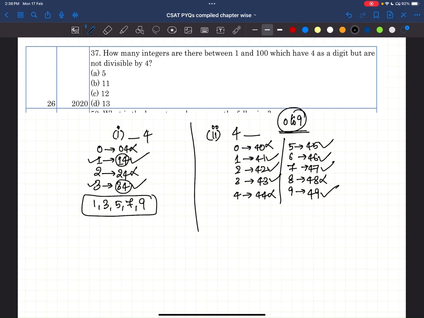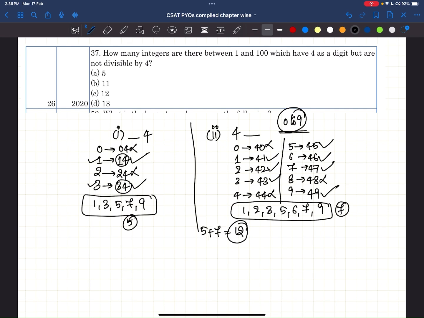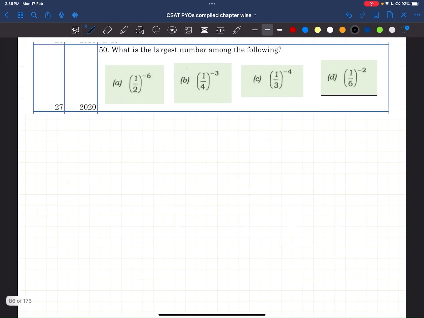Now what are we observing? 2, 1, 2, 3, 5, 6, 7 and 9. Here there are 5 numbers. Here there are 7 numbers. That means total 5 plus 7 becomes 12 numbers. Right? That means there are 12 integers containing 4 but not divisible by 4. Okay. The option is C. Now, let's go to the next question.